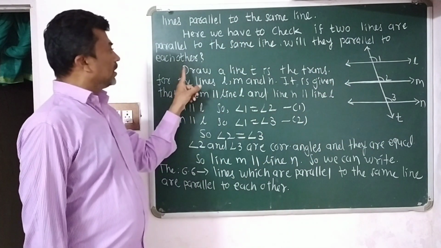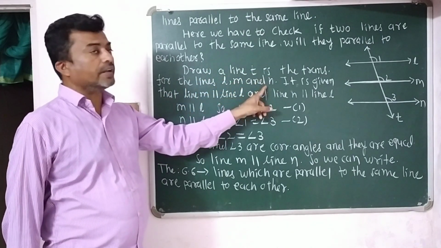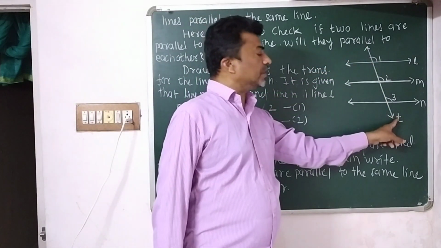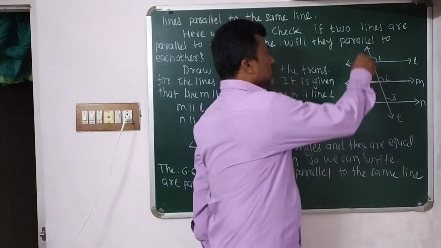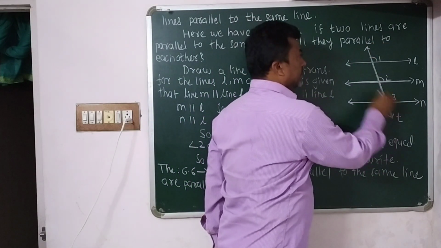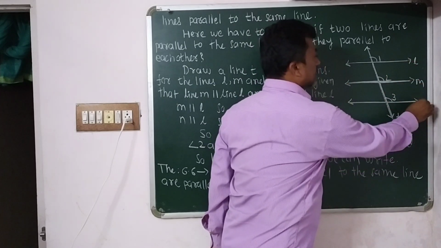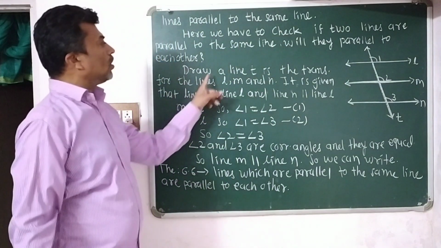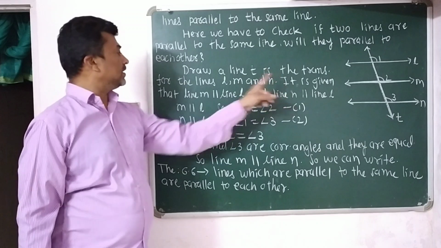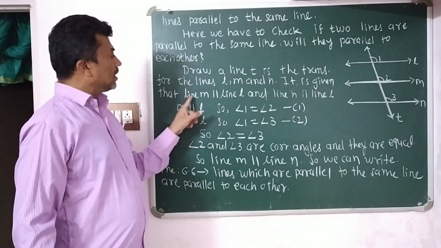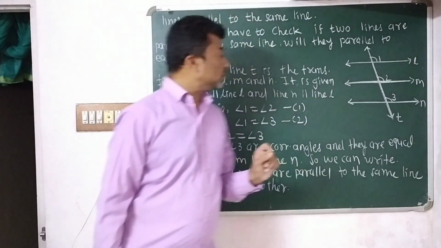So see children, draw a line T as the transversal for the lines L, M and N. This is the transversal line T, this is the line L, this is the line M and this is the line N. What is given to us here? Line M is parallel to line L, meaning M and L are parallel to each other.